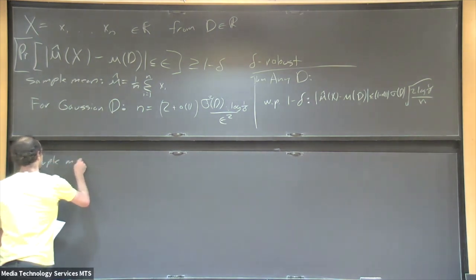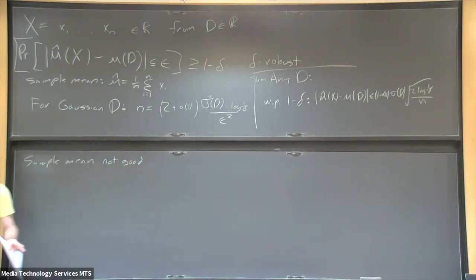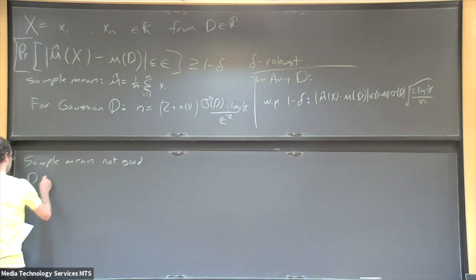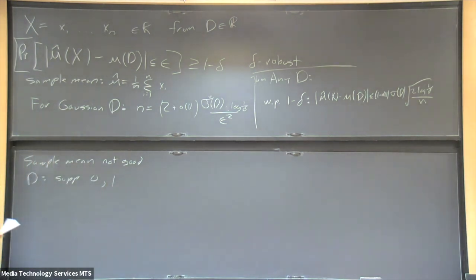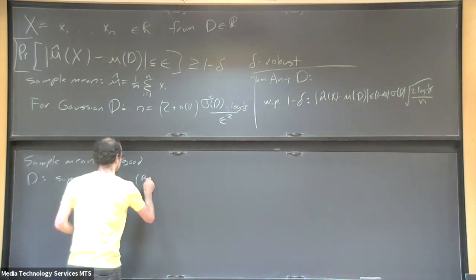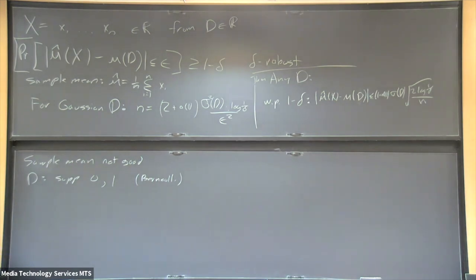Sample mean is not good. I just want to present a short example of the sample mean failing. Let D be supported on 0 and 1, so this is a Bernoulli distribution. I just need to tell you what the probability of 1 is. The point is, when the probability of 1 is very small, then the sample mean is not very robust. Let me just draw the calculation because maybe it'll help.